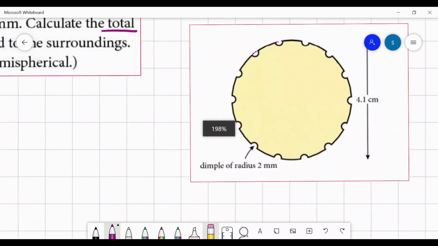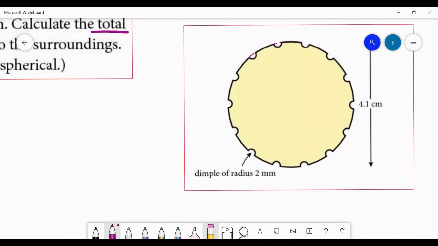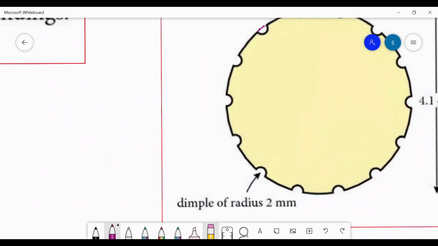So first let's take a look at this golf ball. If you look at this golf ball, it's not a regular sphere. The reason is we have dimples on the surface. So the surface area which was supposed to be here is missing. And also additional surface area is introduced because of these dimples, like this.